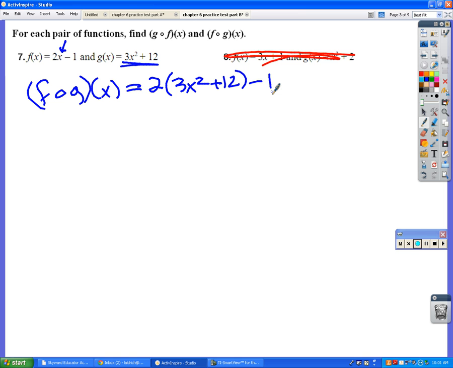I thought we were done. All right. Well, no, we just did g of f of x. Gotcha. Now we're doing f of g of x.